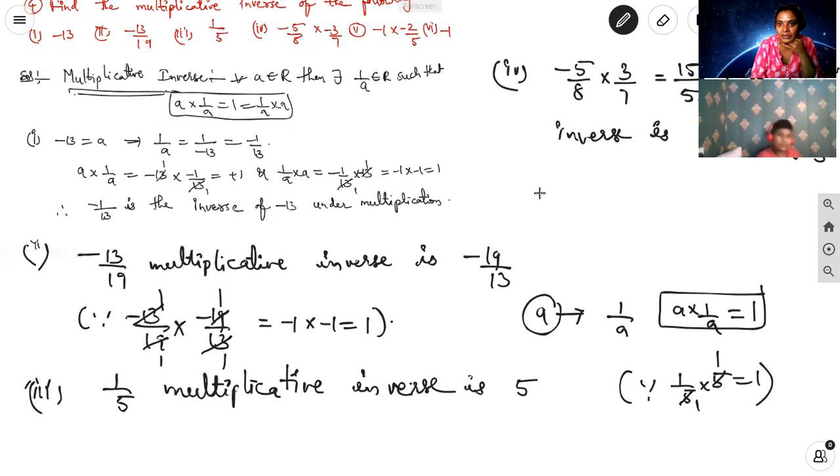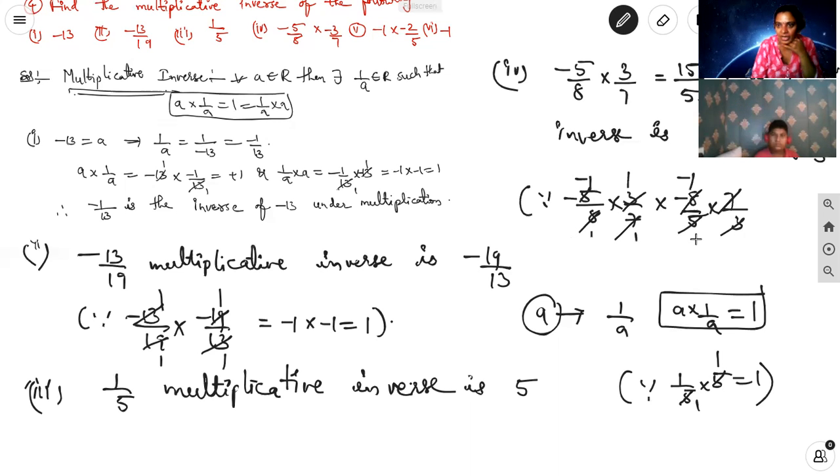Okay. Just check minus 5 by 8 into 3 by 7, the given fraction, into minus 8 by 5 into 7 by 3. 3 ones are 3, 7 ones are 7, 5 ones are 5, 8 ones are 8. Here minus 1, here minus 1, remaining all are 1 only. So minus 1 into minus 1 is 1. So the reciprocal of the given fraction is minus 8 by 5 into 7 by 3 or 56 by 15. You can choose any one.